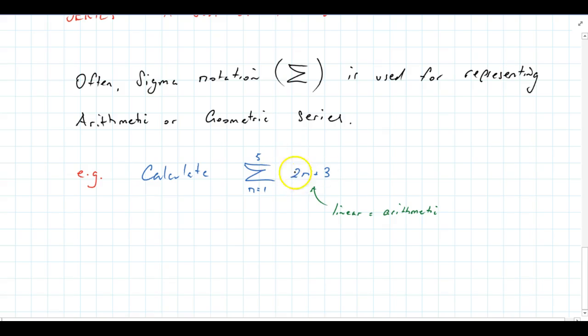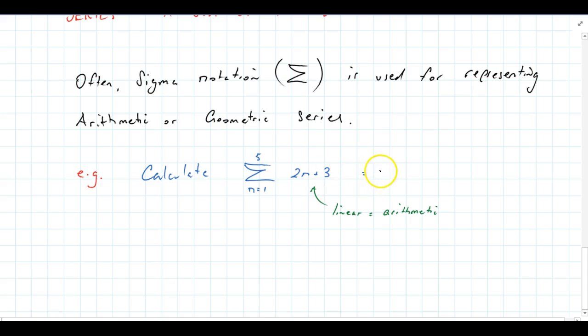So how do we decode this? Well, we put n equals 1 to 5. So we're going to have 5 terms here. So what we do is we make 5 separate terms, and we evaluate this expression 2n plus 3 at n equals 1, at n equals 2, at 3, at 4, all the way to 5, and then the sigma bit of it tells us to sum those terms. So let's go and do that.